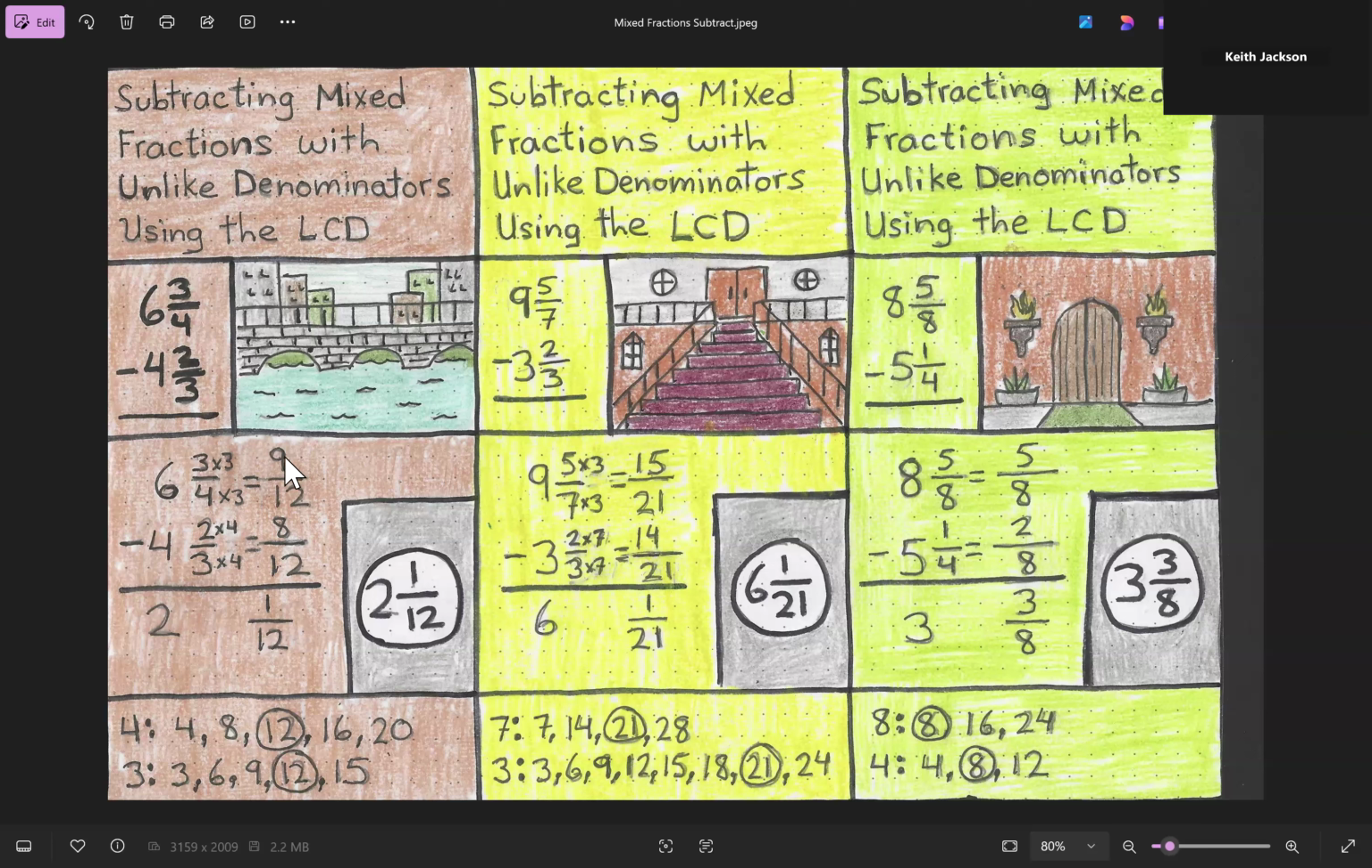We know that 9 minus 8 will give us 1. We just keep the denominator as is, which is 12. And we know that 6 minus 4 will give us 2. So our answer is going to be 2 and 1/12, y'all.